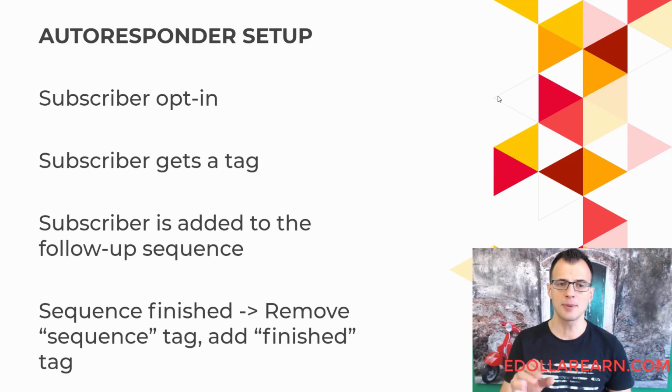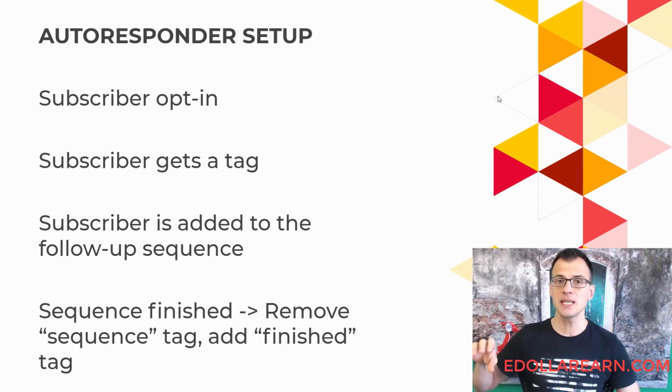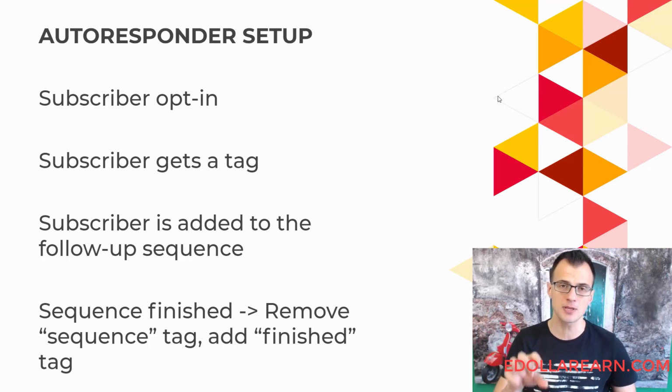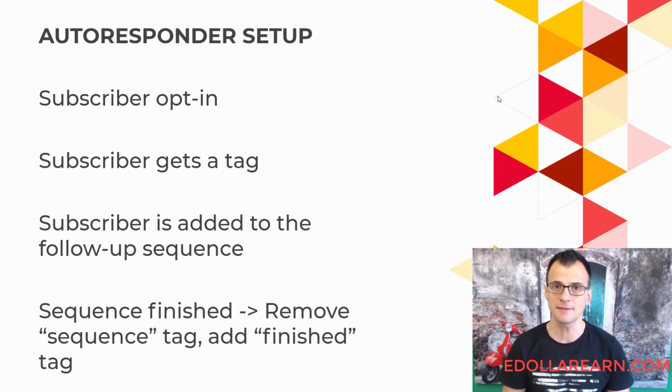Then that subscriber should also be added to the follow-up sequence. So that's going to be the sequence of emails where the subscriber is going to be getting your affiliate offers. The first email to them would be the initial opt-in gift that they wanted to get, and then all of the affiliate offers with your affiliate links, as well as some useful information, useful posts. So a mixture of those two things.